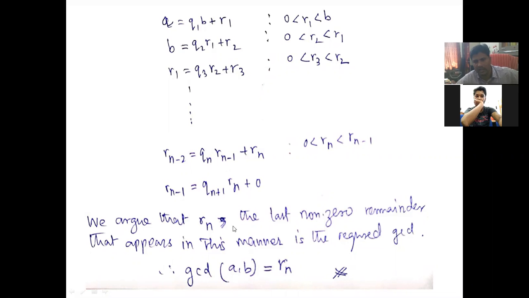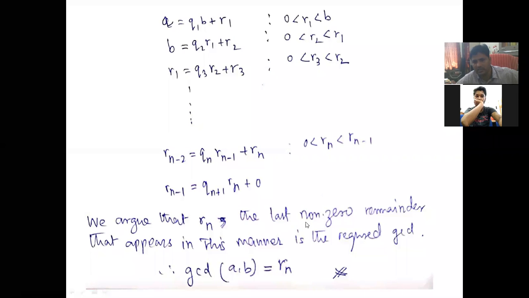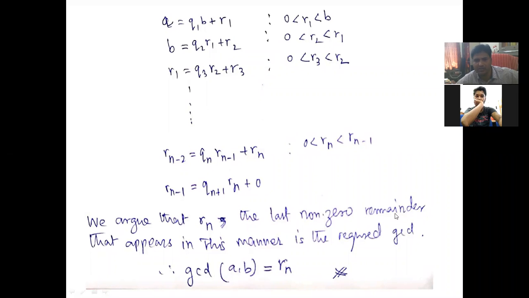Now we arrange that Rn, the last non-zero remainder that appears in this manner, is the required GCD. That is, GCD of A, B equal to Rn. This last one, look, Rn minus 1 equal to this, where this is the last non-zero remainder. The last non-zero remainder that appears in this manner is the required GCD. So therefore GCD of A, B equal to Rn.